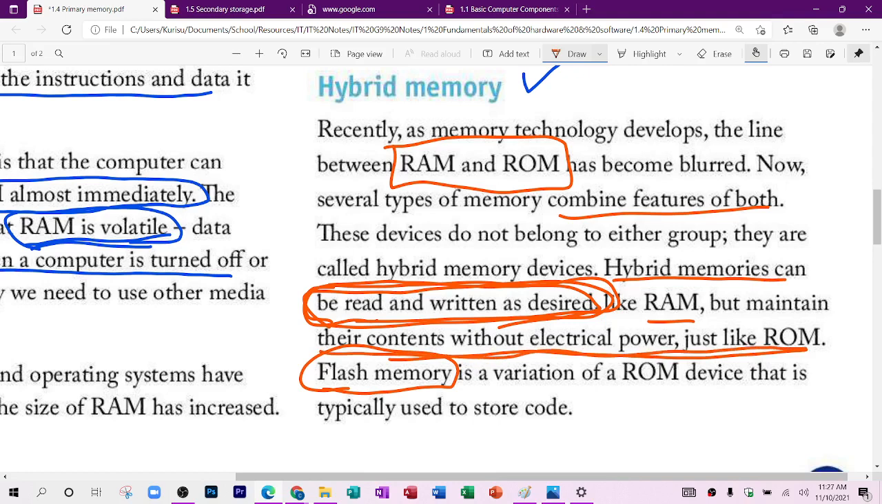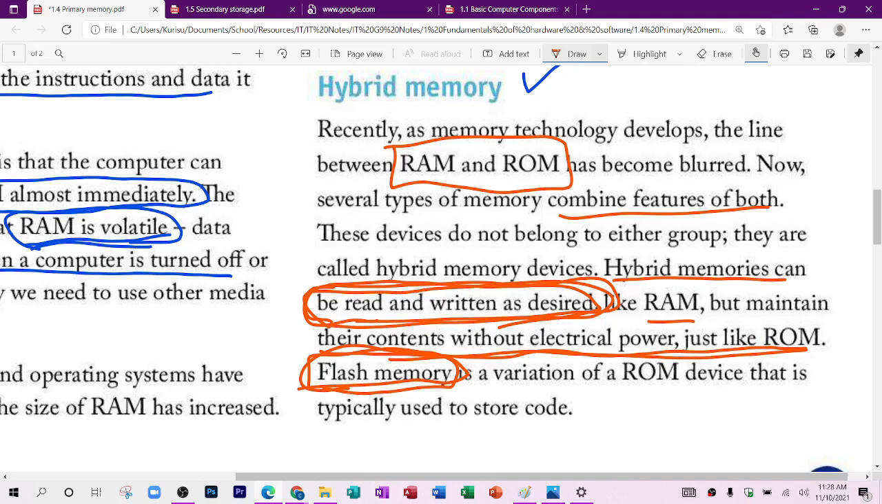So just to remember, hybrid memory allows you to read and write at any time, and it is non-volatile. You can see the data at any time without electricity. It keeps the data without needing electricity. An example of hybrid memory is flash memory. And you guys are actually familiar with this. How many of you have a flash drive? I do, sir. How many of you have a memory card, SD card in your phone? Yes, sir. Good. So those are examples of flash memory.